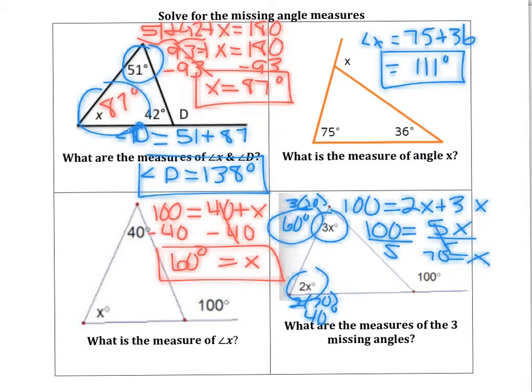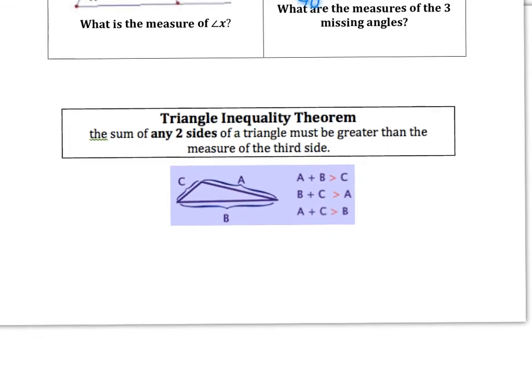The last theorem we're going to look at is the triangle inequality theorem, and it just simply tells us that the sum of any two sides of a triangle must be greater than the measure of the third side. So if I take any two sides, typically the two shorter, and I add them up, and that sum is greater than the third side, then this could be a triangle.